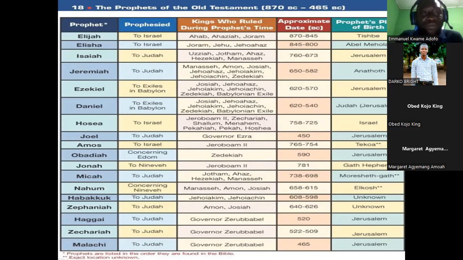Some of them have books attributed to them. And some of them, their prophecies are also found in the other books. For example, Elijah prophesied to the people of Israel, which is the northern kingdom. During his prophecy, Ahab, Ahaziah, and Joram were the kings. Ahab was king. He died. Ahaziah came to take over, and then he died. Then Joram came to lead. So these were the kings during whose reign Elijah prophesied.